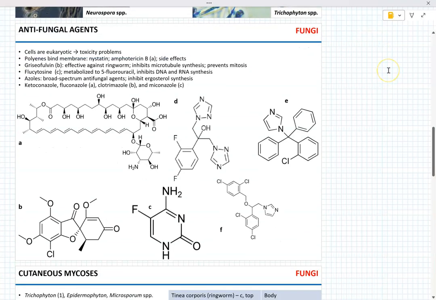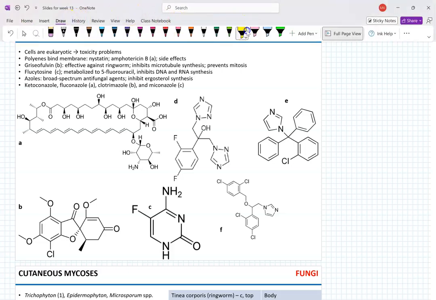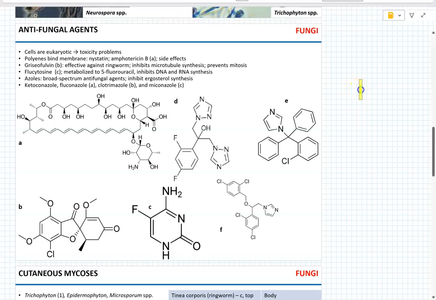So what do you need to know here on antifungal agents? Obviously, I'm not going to ask you to draw any formulas. And just like with antibiotics, I want you to know the classes. Making sense? So, polyenes. How do they work? They disrupt the membrane. As usual, you don't need to know the names of individual drugs.